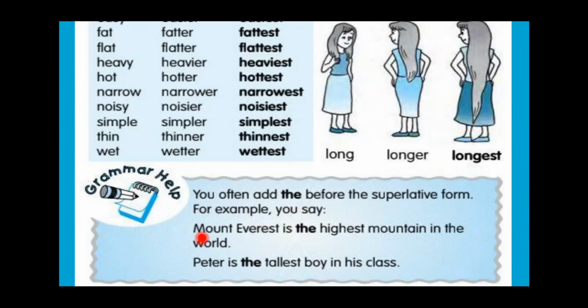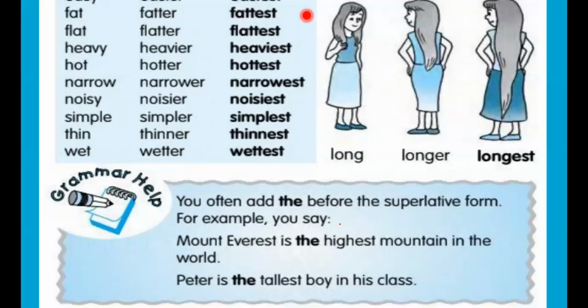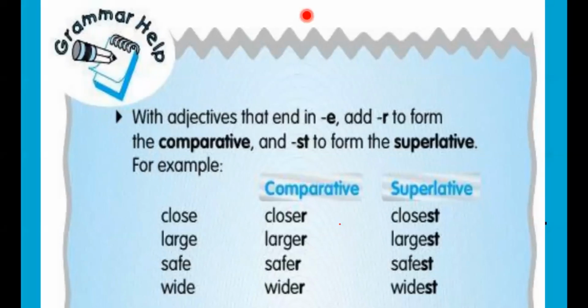For example, you say Mount Everest is the highest. Which word will we add before the superlative form? The. The highest mountain, the tallest, the fattest, the sharpest. We use the word the before the superlative form. And see over here, long, longer, longest. We'll come to this rule. See what's the difference over here? Fat, fatter, fattest. Here one T is added, right? Addition of T. We'll see that rule over here.